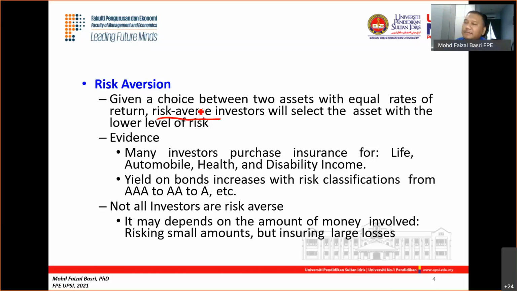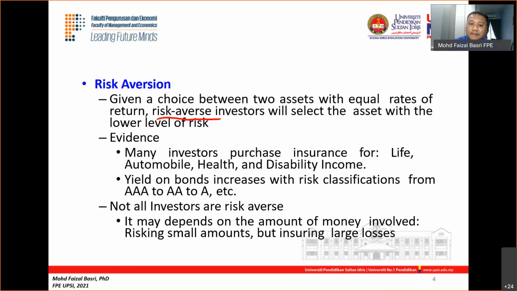Risk averse in Malay means we try to avoid risk. Obviously, as I said, we cannot eliminate risk 100%. We just try to minimize it as low as possible.